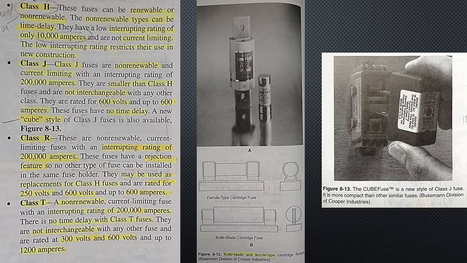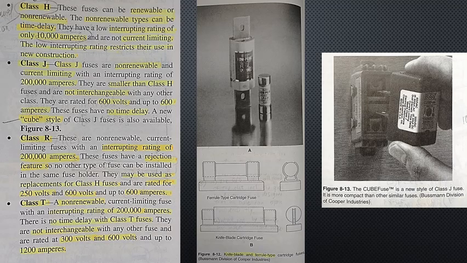Underwriters Laboratories, or UL, classifies different types of cartridge fuses. Most types have unique dimensions. This prevents one class from being replaced by another class in a circuit. Some of the most common types include the following.